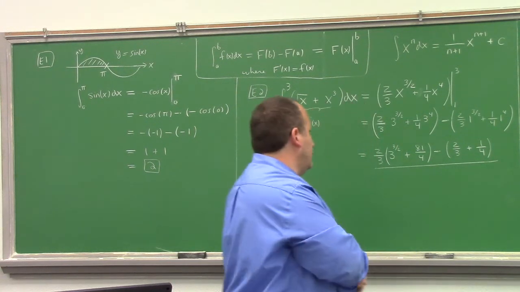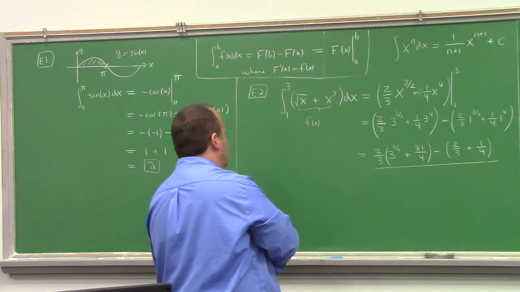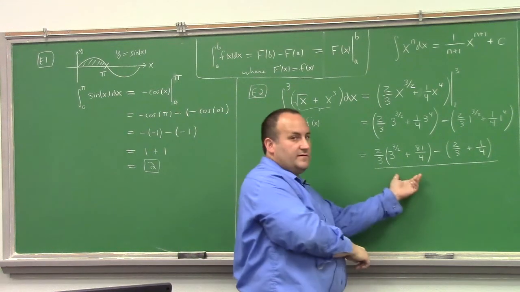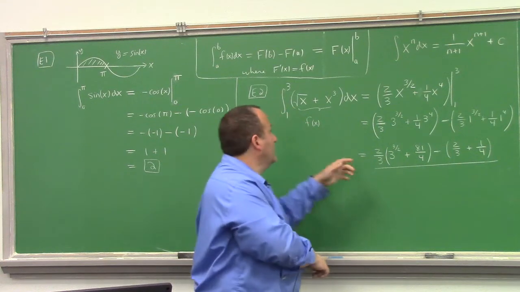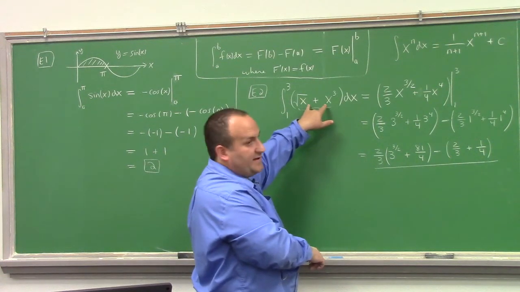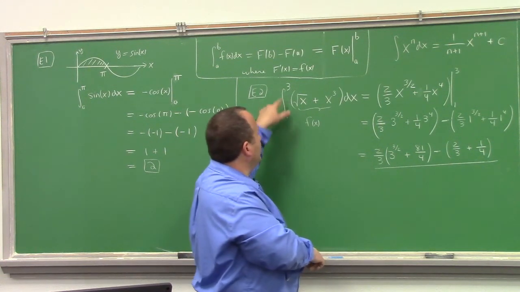By the way, can you tell me geometrically what the last example means? What is this number? This number is the area, right? The signed area bounded by y equals square root of x plus x cubed for 1 less than or equal to x less than or equal to 3.